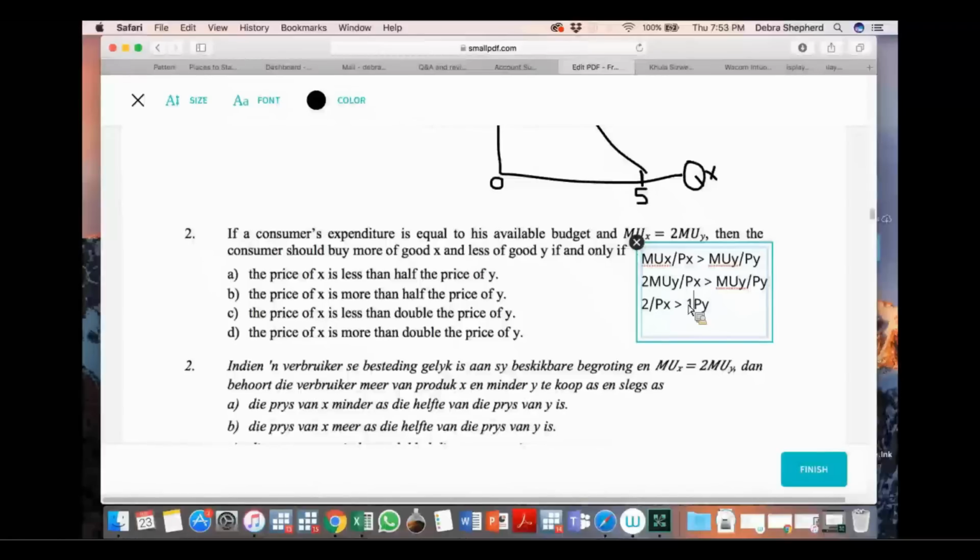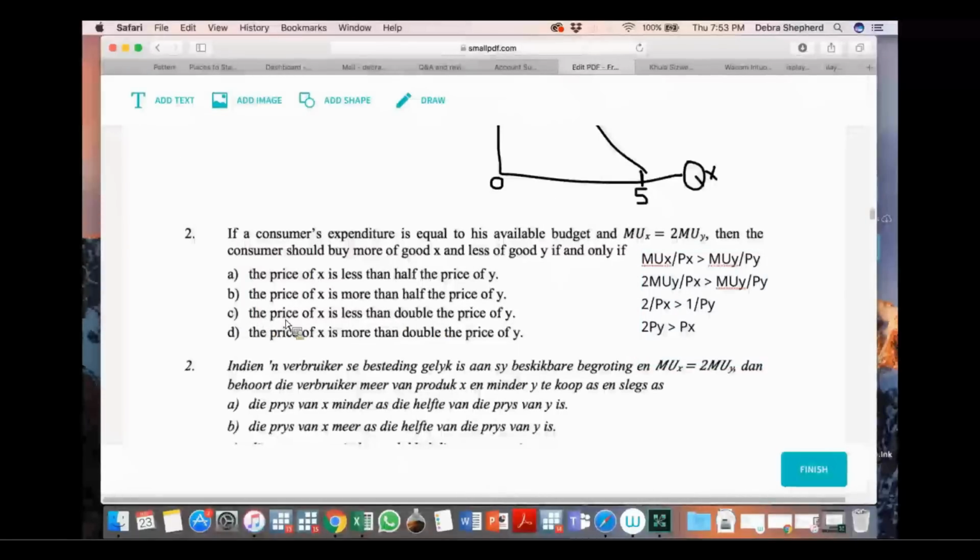Sorry, 1 over price y. Okay. If I then rearrange this inequality here, 2 over price x is greater than 1 over price y, I will get 2 times price y is greater than price x. And that's how I get to the answer of C.